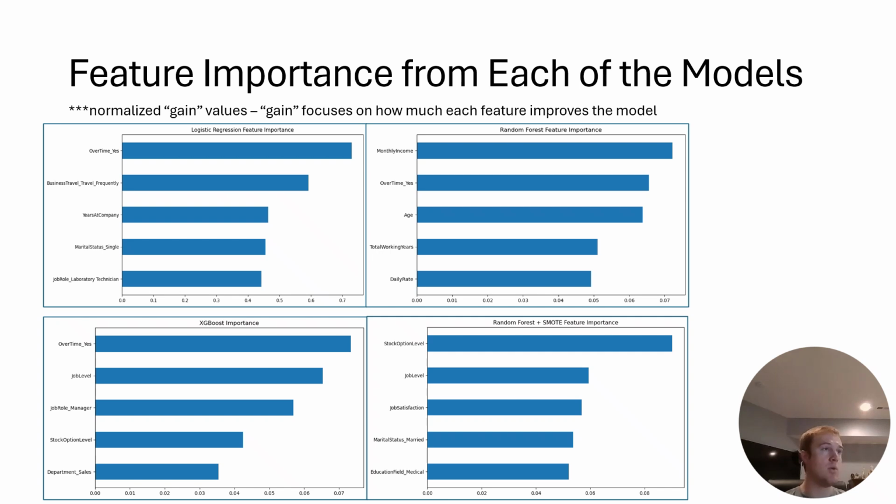And then the bottom right of the slide, we're looking at the random forest and smote feature importance scores. So the most important feature in this model was stock option level, and then the second most important was job level. So there are differences and similarities between each of the models, but a couple of the variables that showed up in multiple of the models was overtime and job level. And yeah, that's it for this slide.